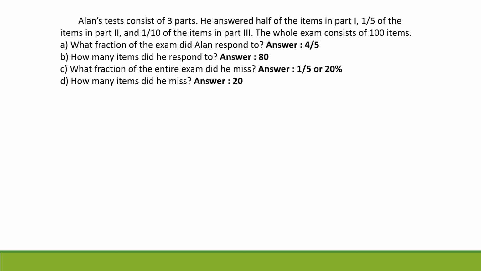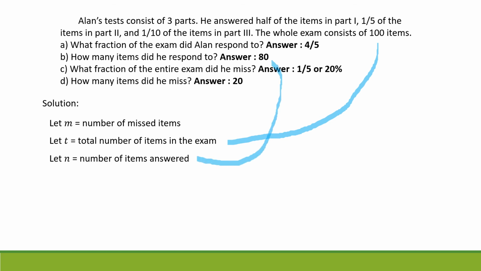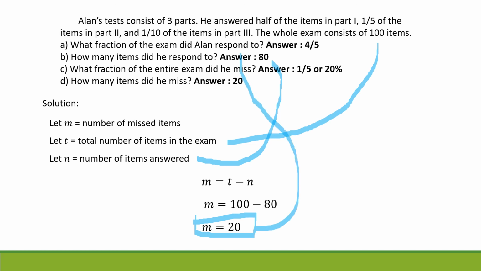So, mayroon pa tayong maaaring gawin na solution sa ating letter D. Solution natin, M is equal to number of missed items. T, the total number of items in the exam. So, meron tayong 100. And N, number of items answered. Nasagot na natin sa letter B, which is 80. So, ang formula natin, M is equal to T minus N. Magma-minus lamang tayo. So, substitute natin ang given. M is equal to 100 minus 80, which is equal to 20. So, same lamang yung nakuha nating answer kanina.